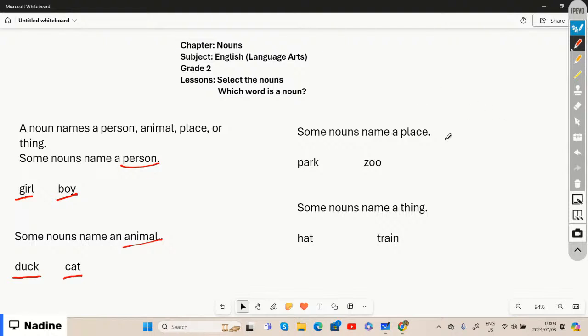And then some of our nouns names a place. And places can be words like park or zoo or school, or it can basically just be any places. Police station, museum, instead of saying the name of these places, right?